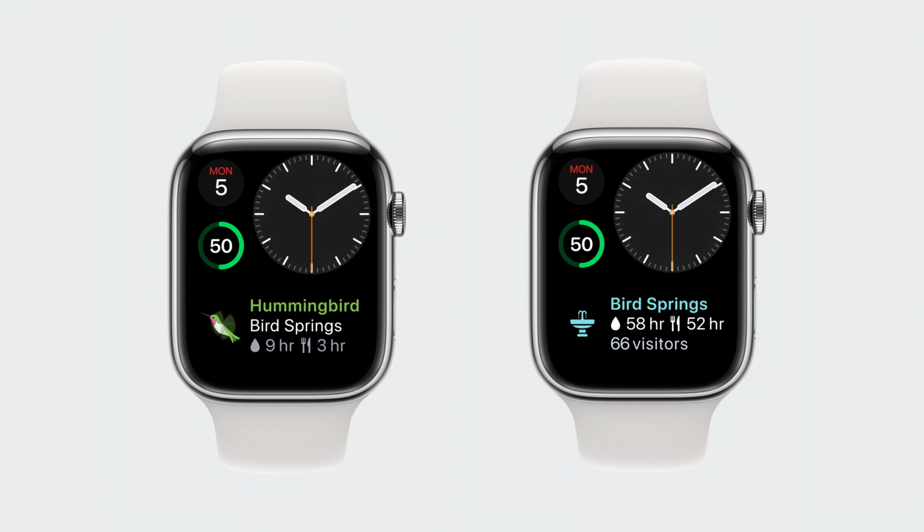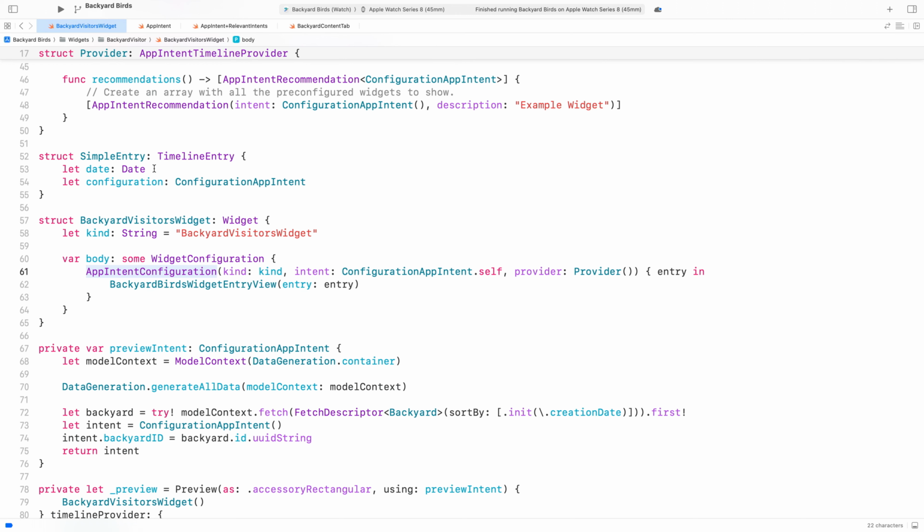Our widget is going to show a backyard status with its name, food, and water status. If a bird is visiting, it's going to show the visiting bird and the bird's name. If there isn't a bird, it will show how many birds have visited the yard. To display information about the yard, we'll use a structure from the Backyard Birds app that holds all of the information about a backyard for a given point in time. This is important since the timeline entry may have a future date. Let's add the backyard property to our timeline entry.